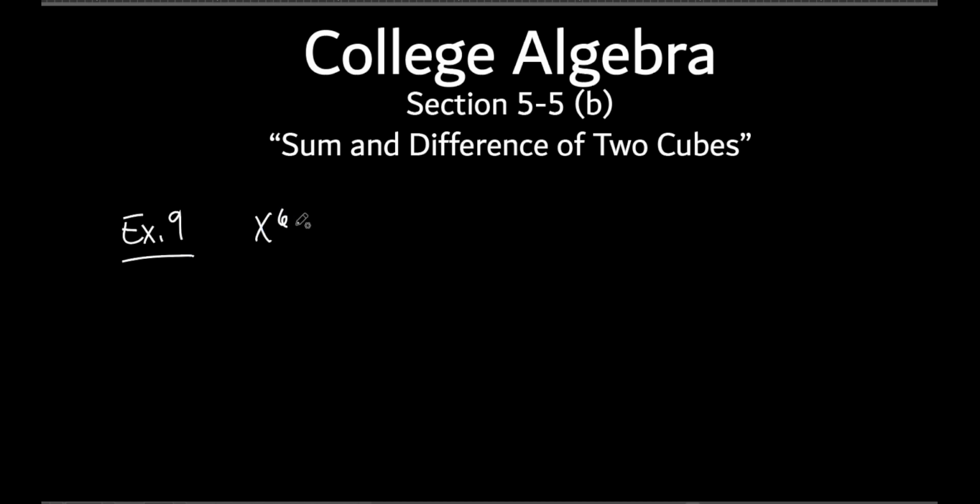X to the 6th minus 64. Like I said, what's being cubed here? X to the 2nd is being cubed. And what's being cubed to give you 64? 8? 8 cubed? 8 times 8 times 8 is 64? Wouldn't it be 4? I gave you a whole list of them yesterday. 4, right. 4 times 4 is 16. 16 times 4 is 64. So 4 is being cubed.